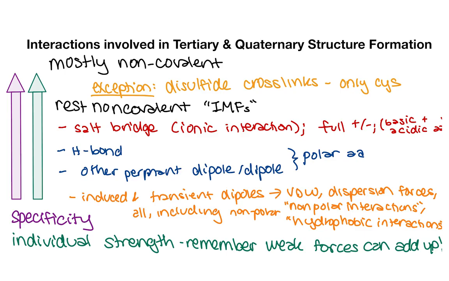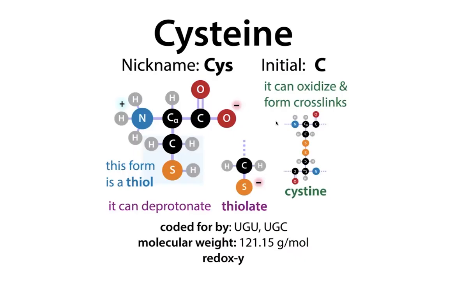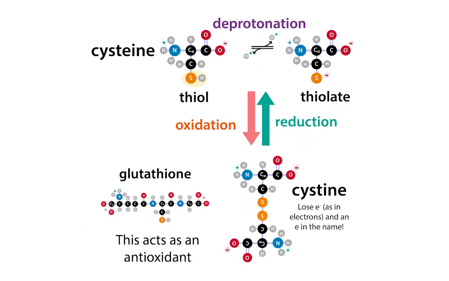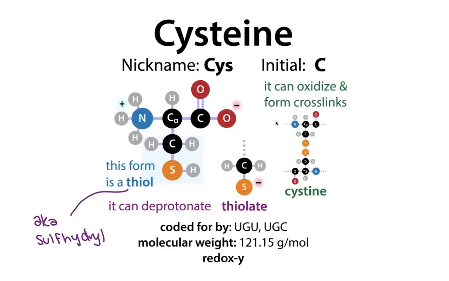Starting with those crosslinks. Remember, these are going to be our strongest types of interactions, and they're only going to happen between cysteines. So remember, this is cysteine. It has that thiol group, that sulfhydryl group. So thiol is AKA sulfhydryl. Cysteine can deprotonate to form thiolate, and it can also oxidize to form crosslinks. So basically, two cysteines can join together to form this cystine.